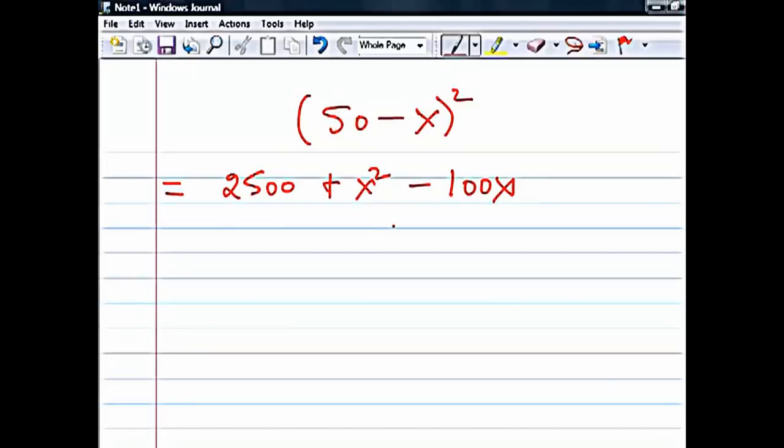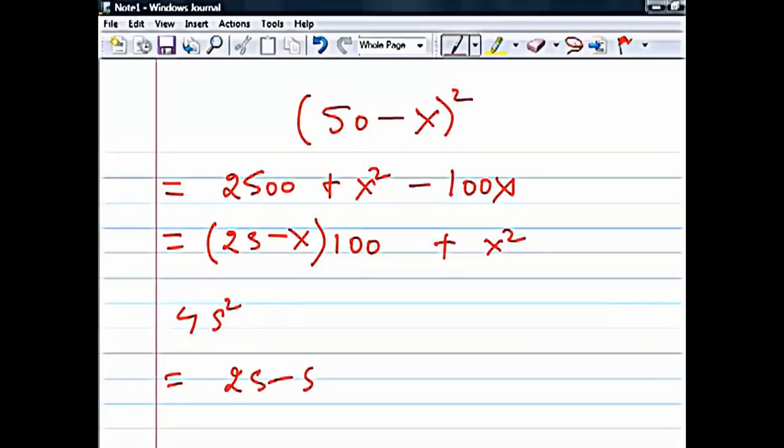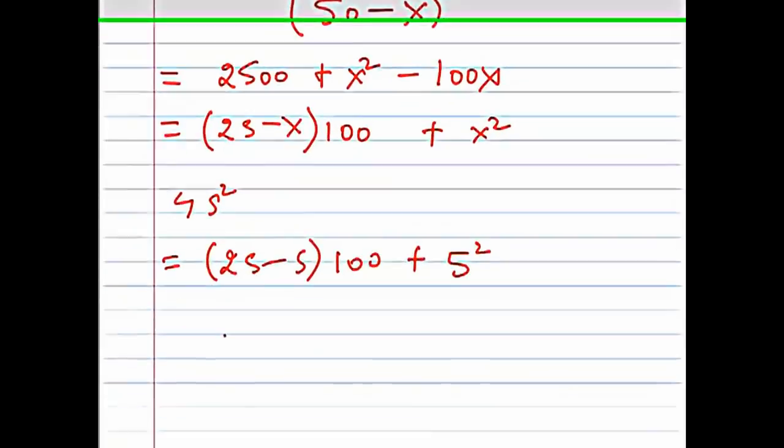Now it can be again written as (25 minus x) into (100 plus x) square. Now if I have to do the 45 square, it's simple. I have to write (25 minus 5) into (100 plus 5) square.